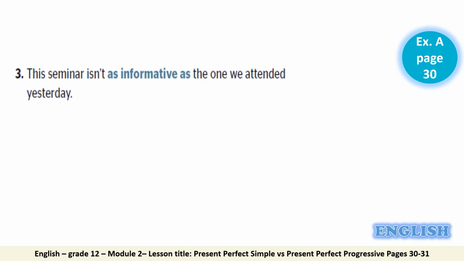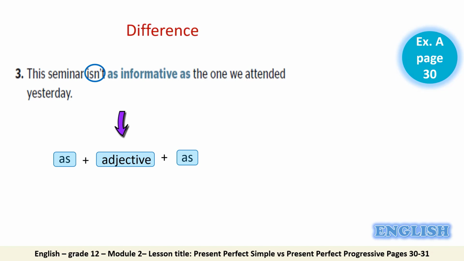Another way to compare between people or objects is the one to come in the following sentence. This seminar isn't as informative as the one we attended yesterday. How is the comparative formed in this sentence? Absolutely, as plus adjective plus as. In this sentence, the comparative is preceded by not. And in this case, it is a comparison of difference.